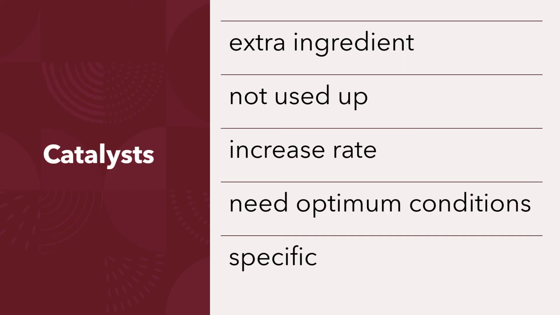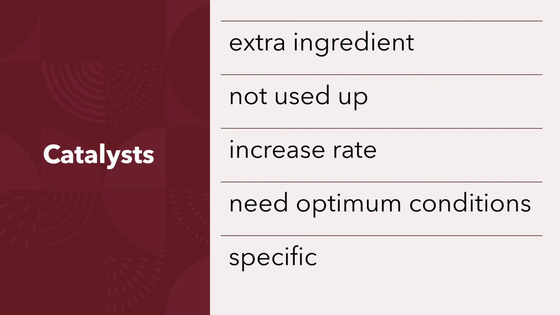Now, finally, we also need to think about catalysts. Now, what is a catalyst? It's that thing we just spoke about, the enzyme. It's an extra ingredient that you add to the reaction. It does not get used up. Okay, so at the end of the reaction, you've got the product and the catalyst, and you have to separate the two. So the catalyst is not used up.